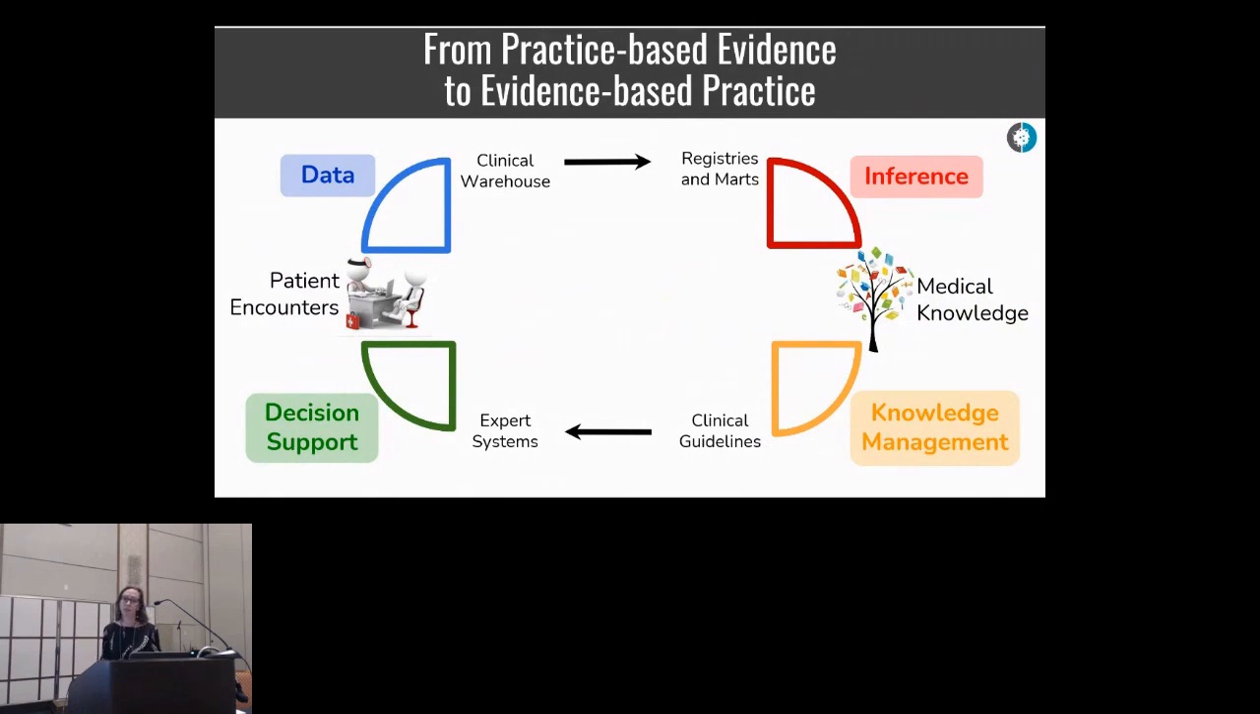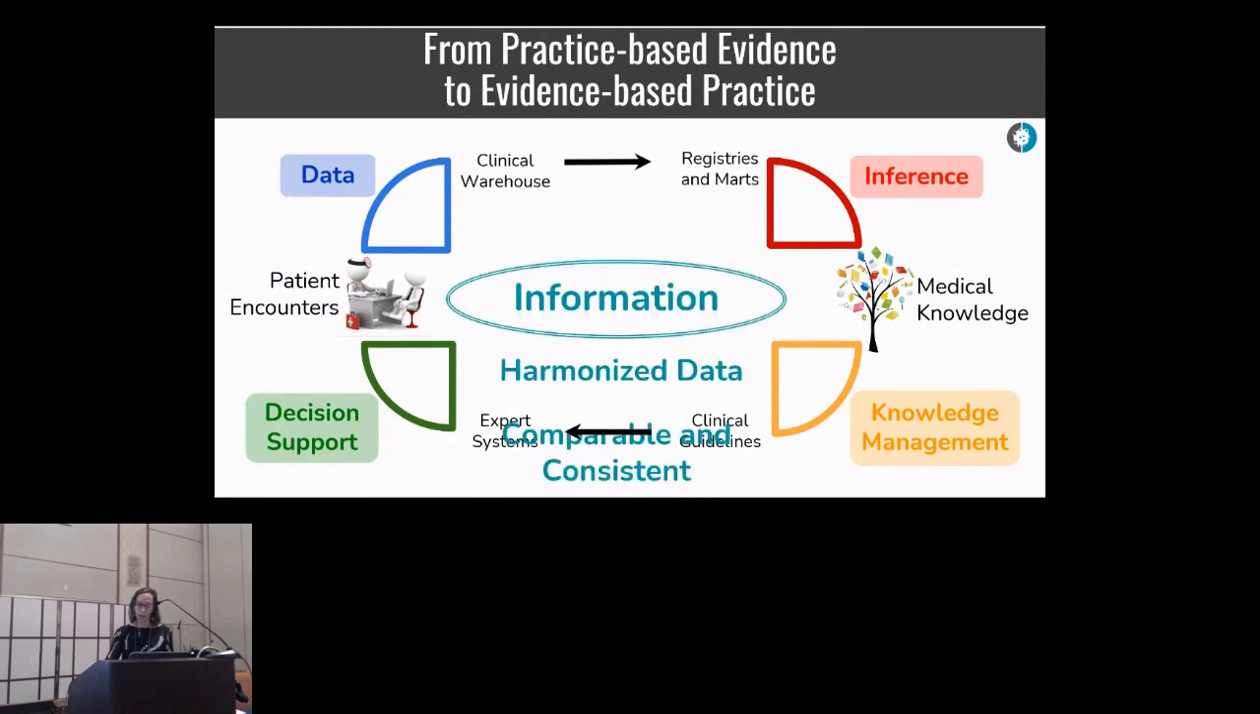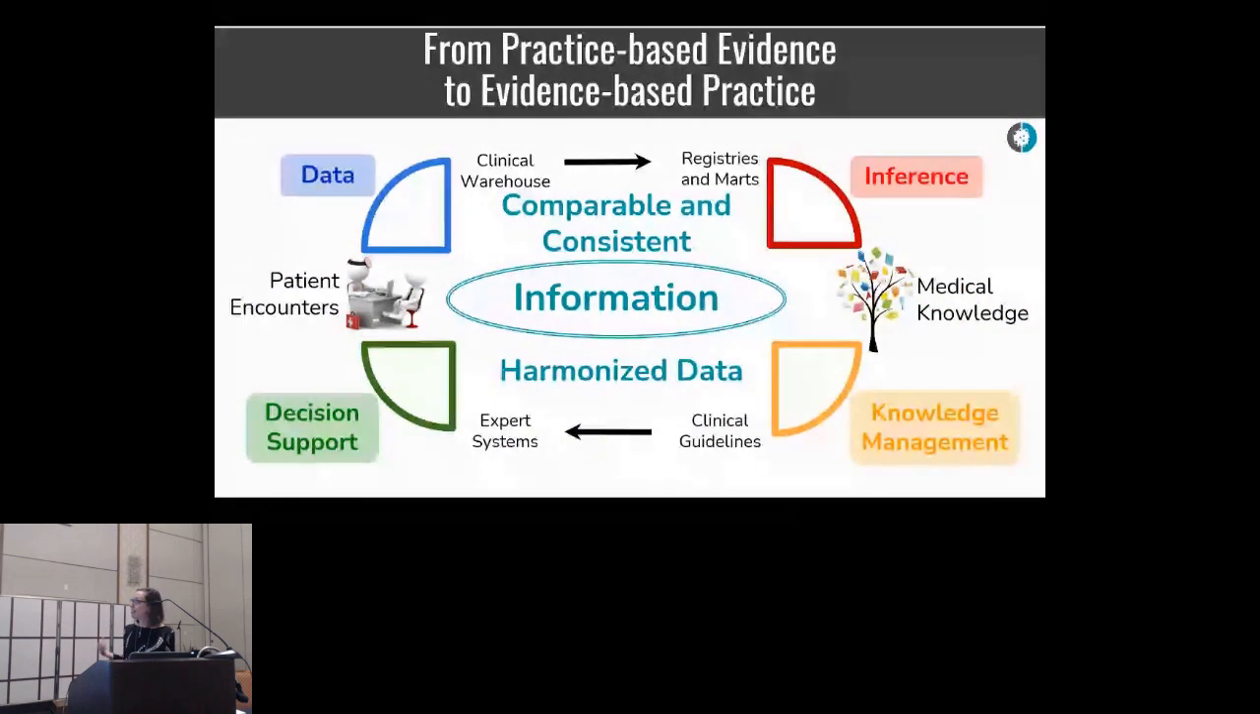In the clinical informatics community, we call that the last mile implementation of science. And that's how it gets into clinical decision support systems and tools that are actually used by clinicians on a day-to-day basis. But in order to have practice-based evidence leading to evidence-based practice, we need to have comparable and consistent information and harmonized data at every step of this path. And so the impacts of being able to have comparable and consistent data are just tremendous.